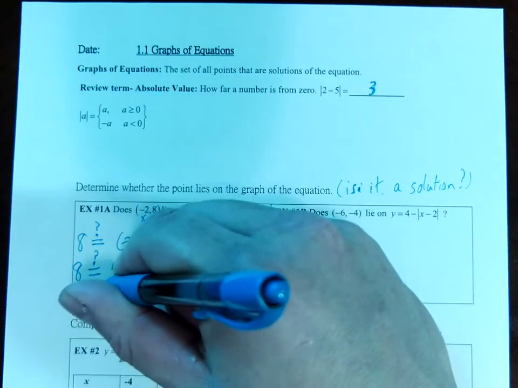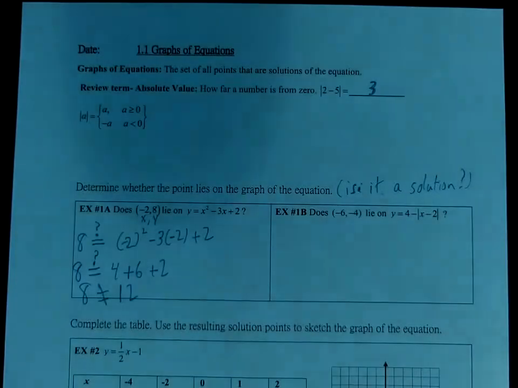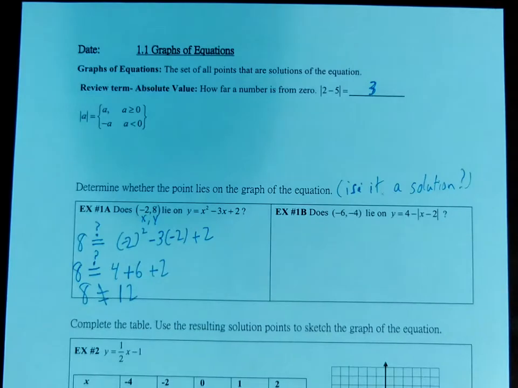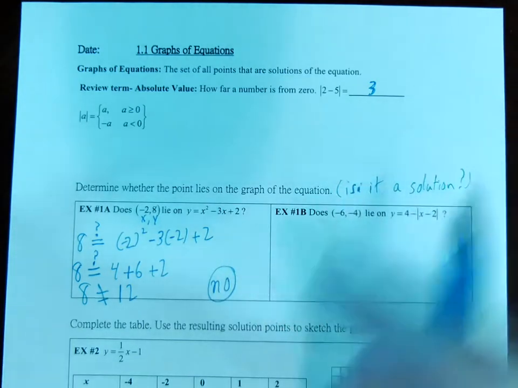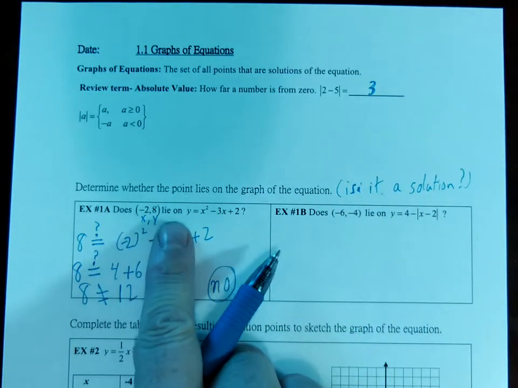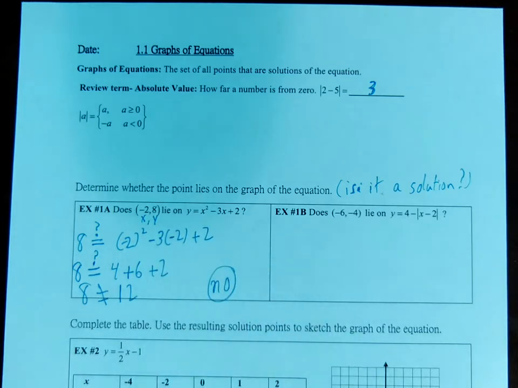8 does not equal 12. If this had been a minus 2 here at the end, the answer would have been yes. We would have stated yes for our answer. But no is our answer. So, does negative 2, 8 lie on the parabola y is equal to x squared minus 3x plus 2? The answer here is no, because 8 is not equal to 12. So this is a yes or no answer. Meaning when you get to here and you say 8 is not equal to 12, you're not finished here. You answer the question yes or no, based on if it in fact equals or not.